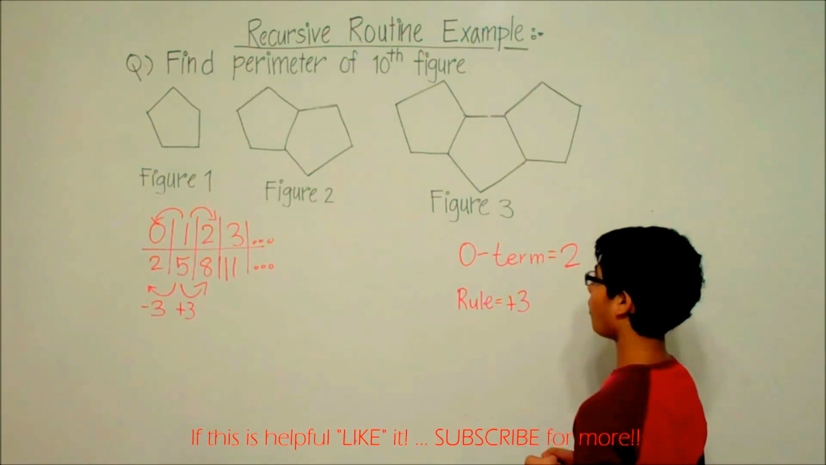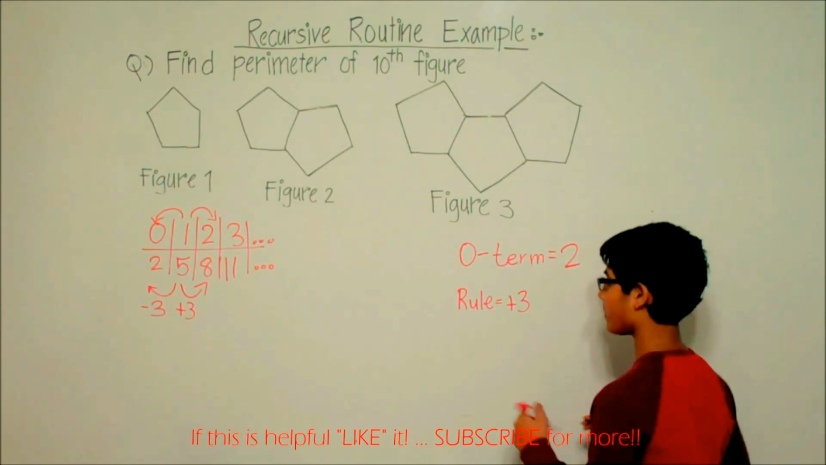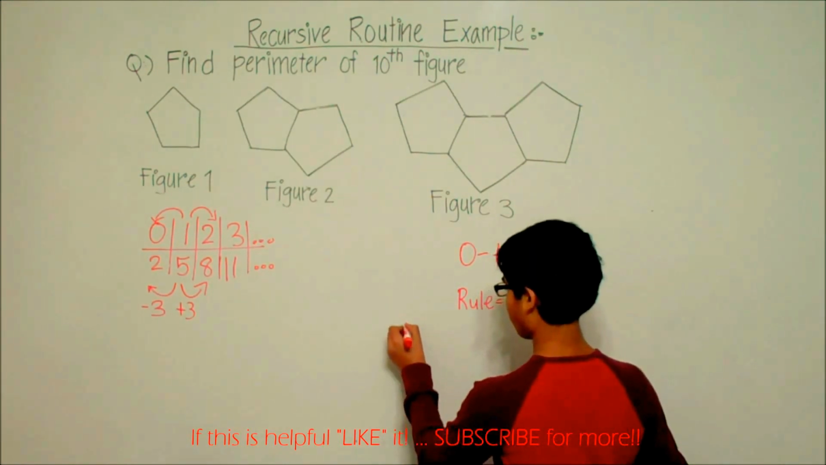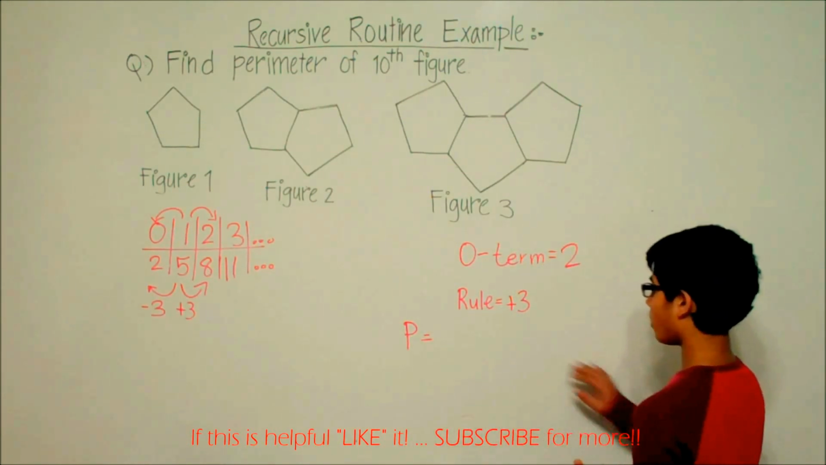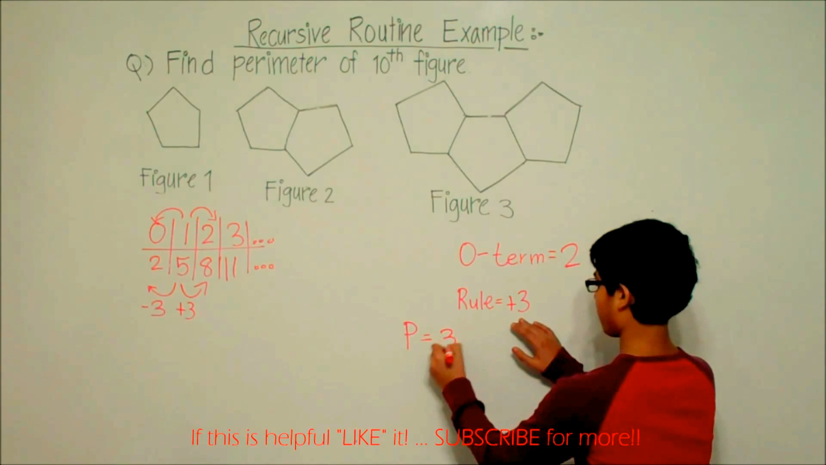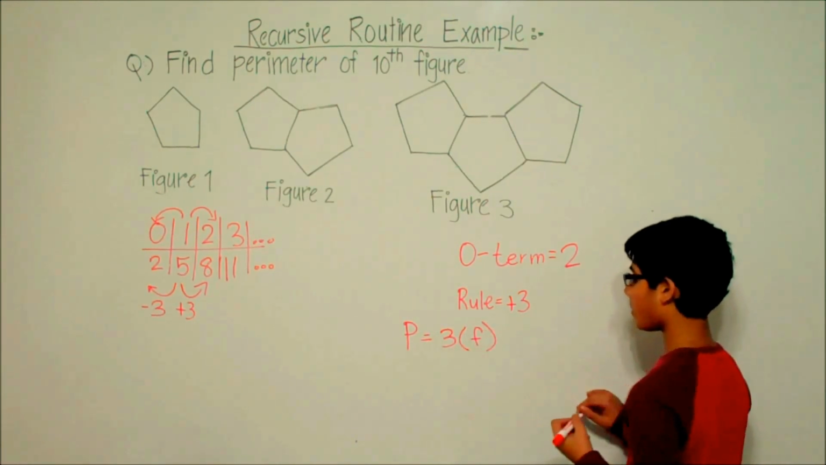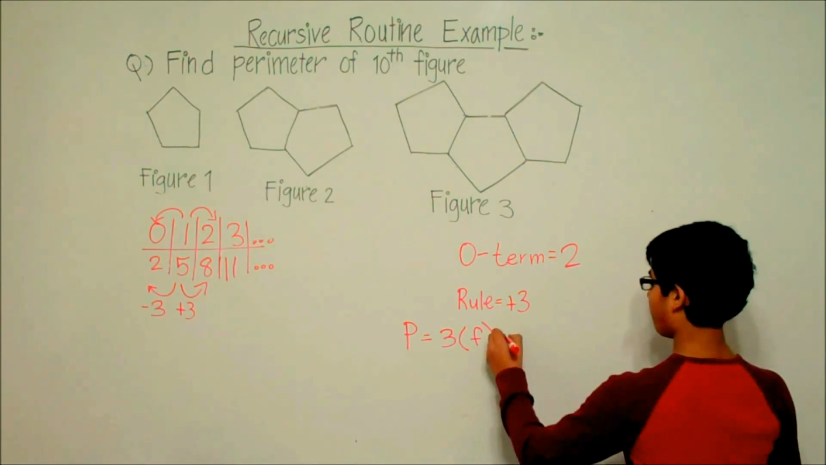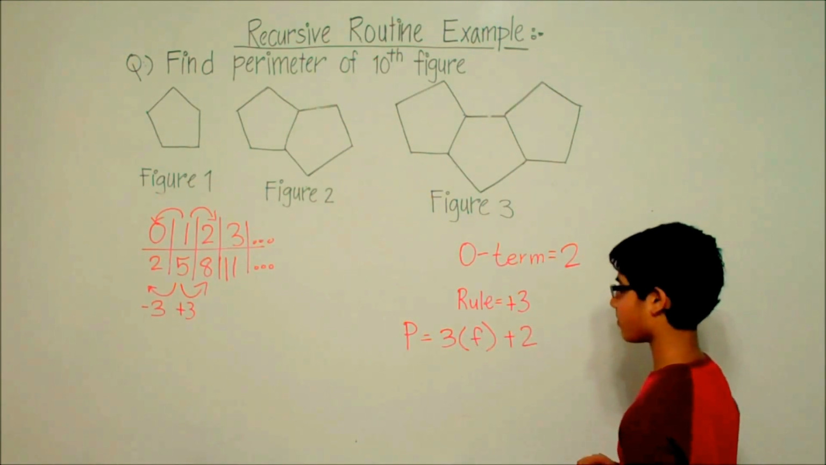Now let's write the formula for finding the perimeter of a figure. The formula is P, for perimeter, is equal to the rule, which is 3, times F, which is the number of the figure, plus 2, which is the zero term.